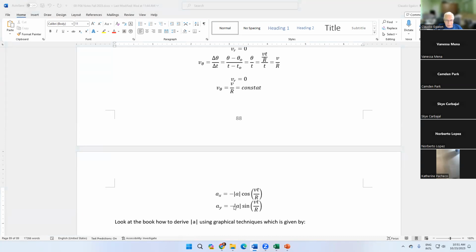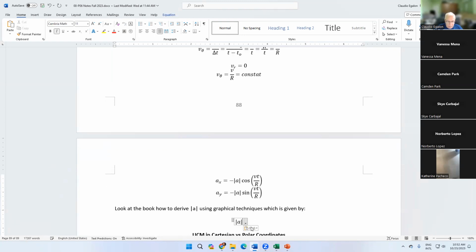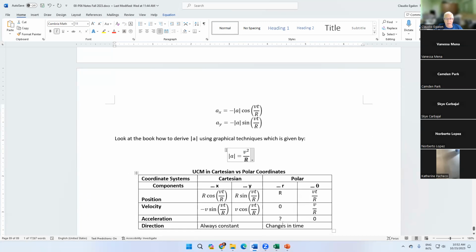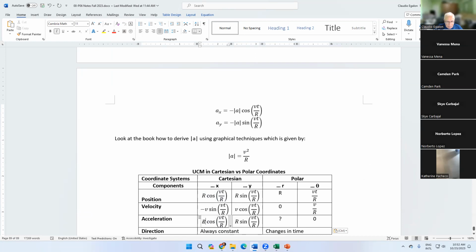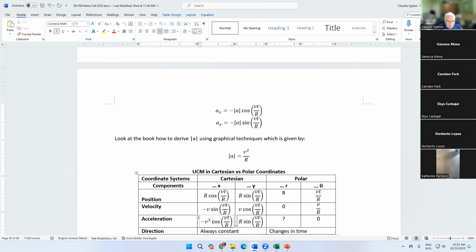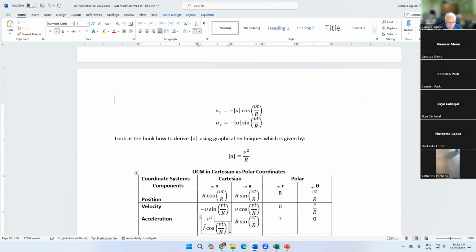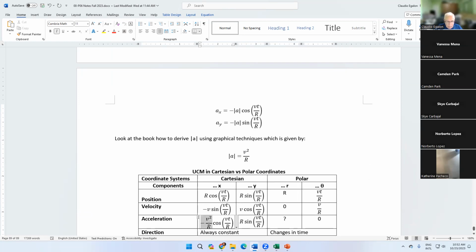Graphical techniques. This acceleration is going to be given by V squared over R. V is uniform, consequently it is constant, right? R is a circle, so it's also constant. And now we have the following for the acceleration: a negative sign, V squared over R.